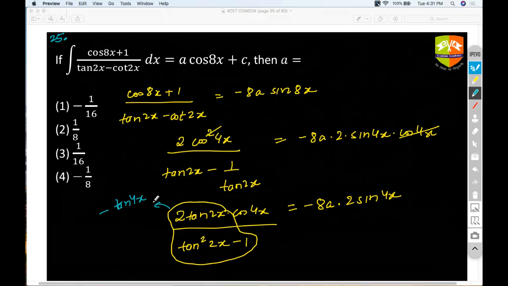So negative tan 4x and cos 4x will give you negative sine 4x. And on this side we have negative 16a sine 4x. So sine 4x is gone. The negative sign can be dropped, and thereby a is going to be 1 by 16. That's option number 3, which is correct.